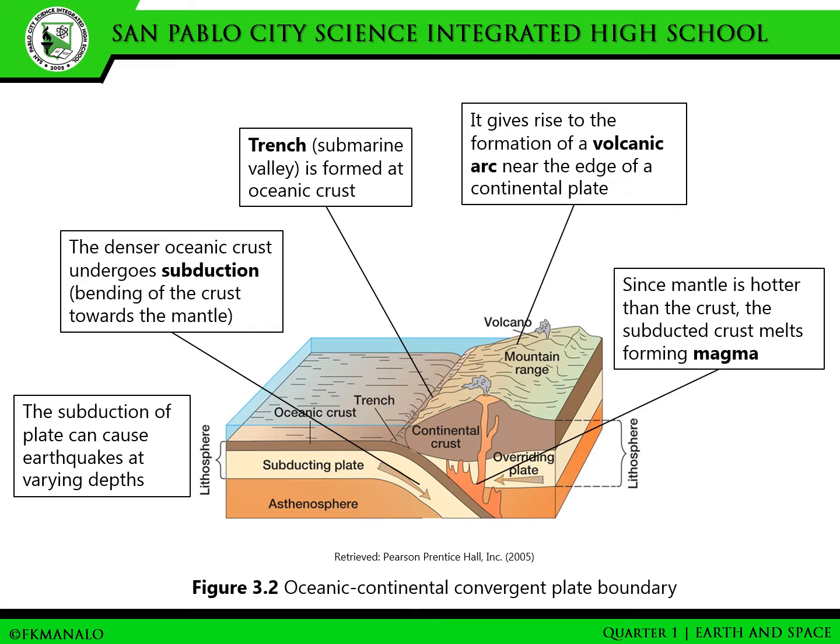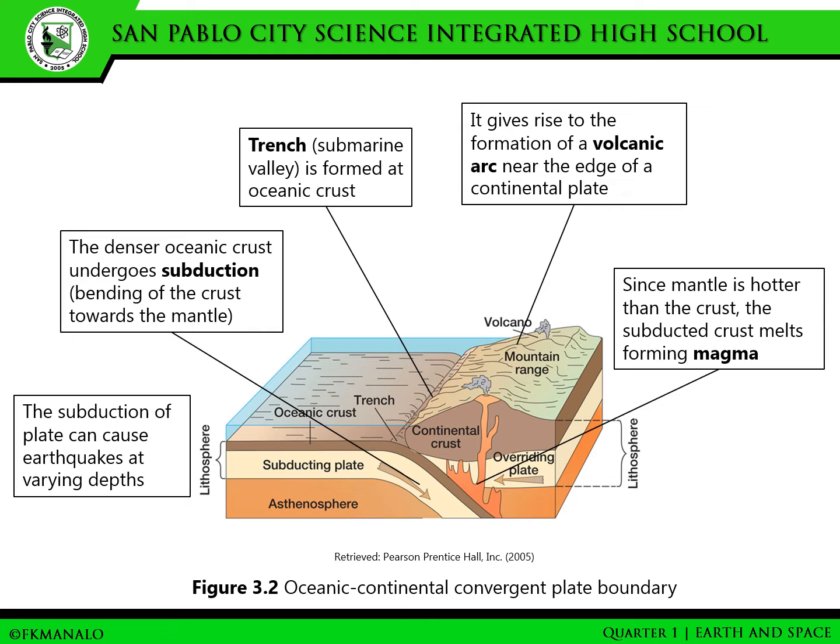Now, let us discuss the different types of plate boundaries and the processes that occur onto each, with respect to the different types of crust, such as continental crust and oceanic crust. The first one is oceanic continental convergent plate boundary. What will happen when oceanic crust and continental crust collide? The denser oceanic crust undergoes subduction. Subduction is the bending of the crust towards the mantle. And since mantle is hotter than the crust, the subducted crust melts, forming magma. The subduction of plate can cause earthquakes at varying depths.